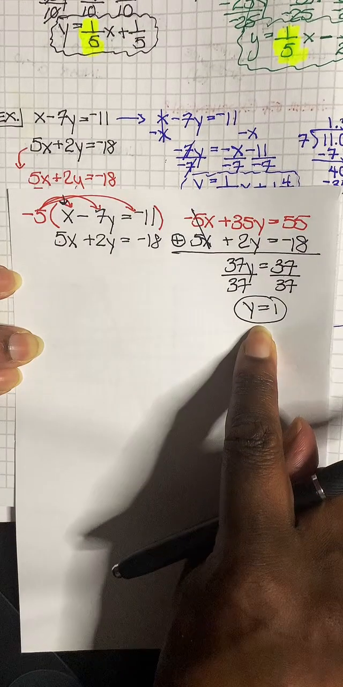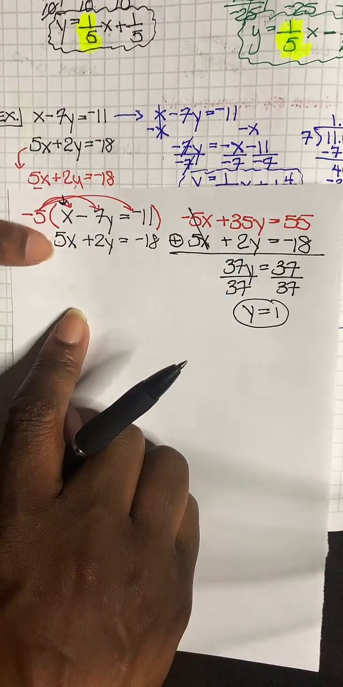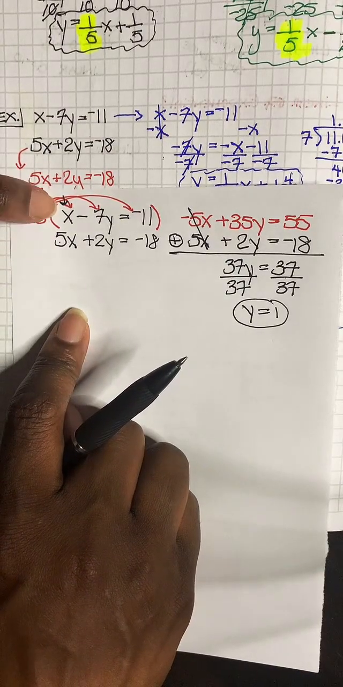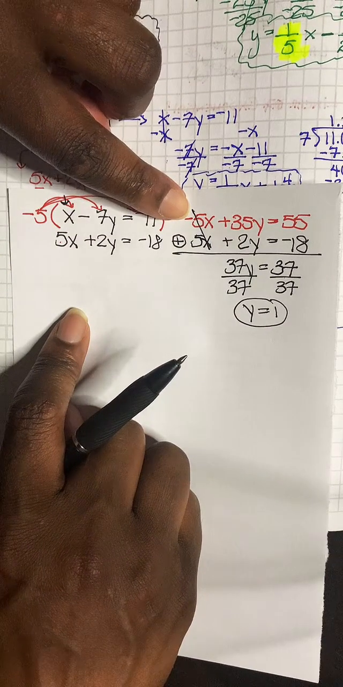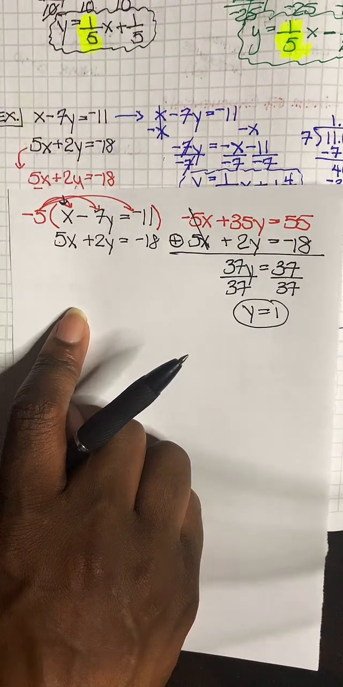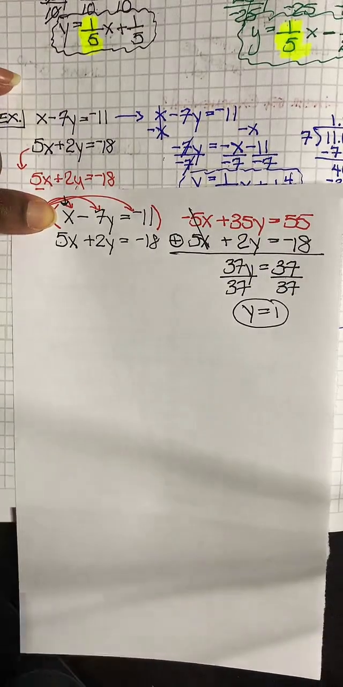Once we figure out what our y is, we need to plug it back in to one of the two original equations. I wouldn't do the top one after I multiply by -5 because I'm dealing with larger numbers. Why not go back to the original? Okay, remember I said I'm lazy.